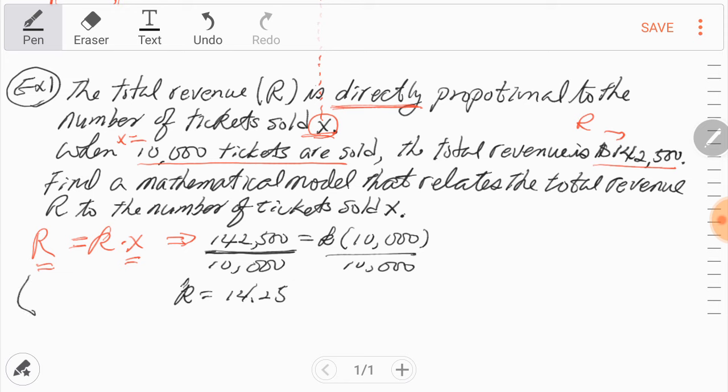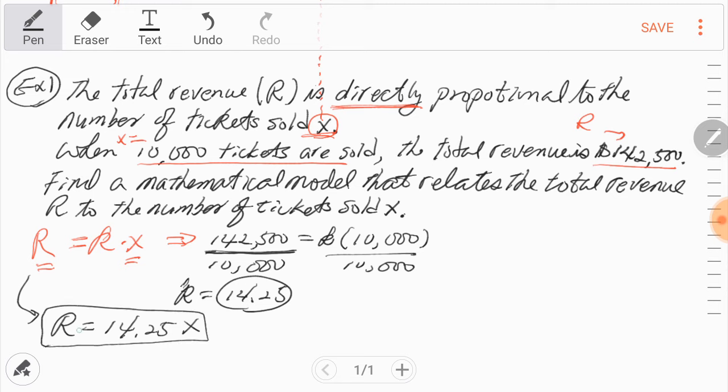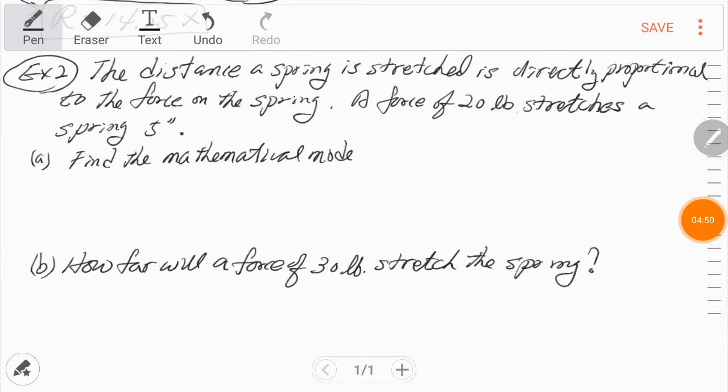So our mathematical model that represents this is: the revenue is equal to, replace the variable k with the value 14.25, so R equals 14.25x. So this is the equation that represents this direct variation. Okay, let's try example 2. Let's write a mathematical model.